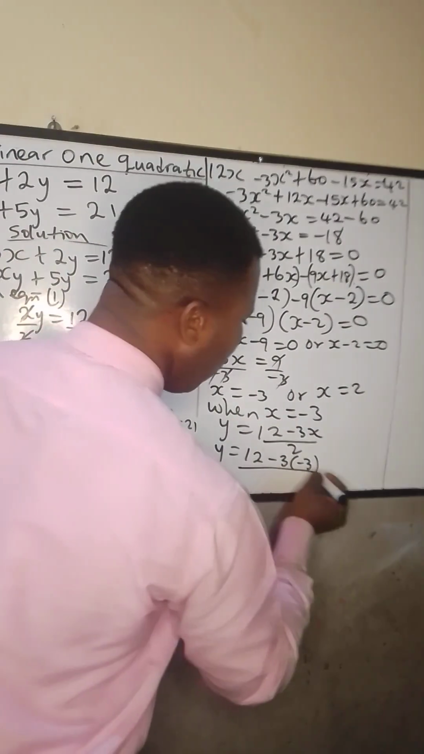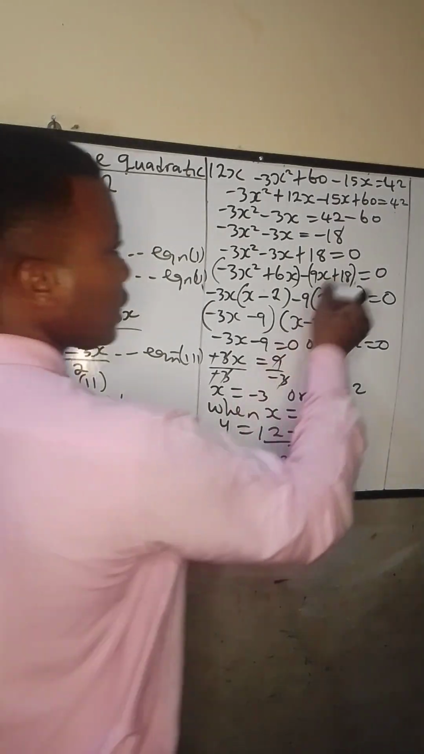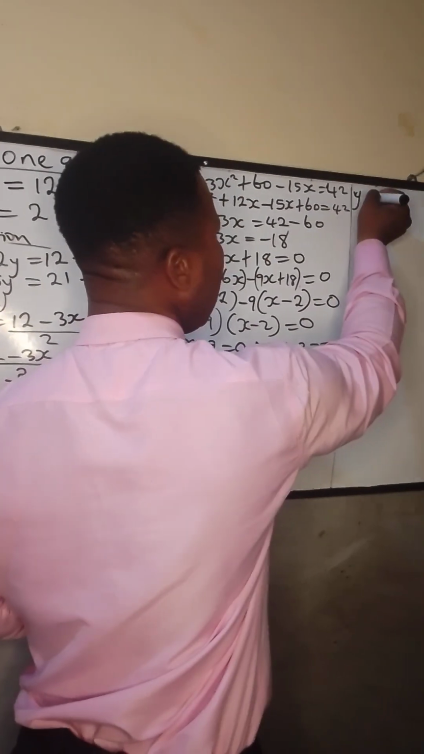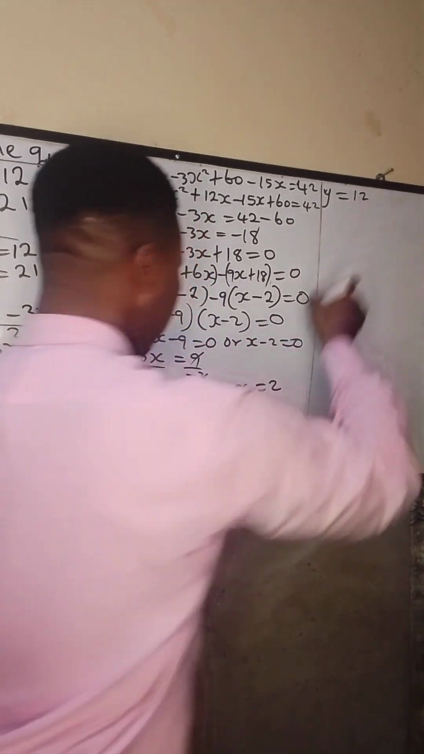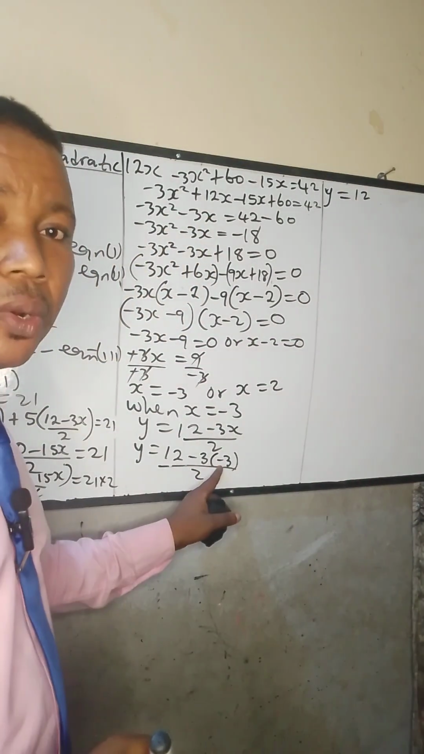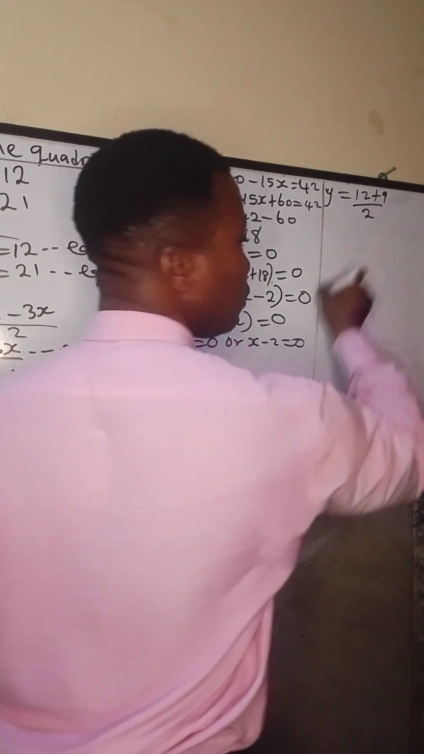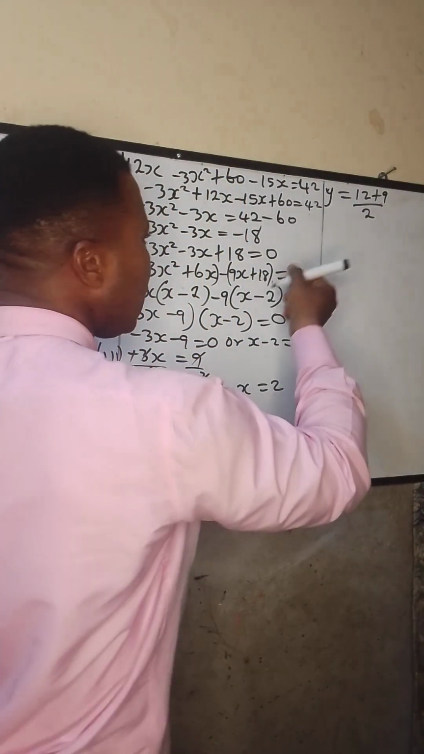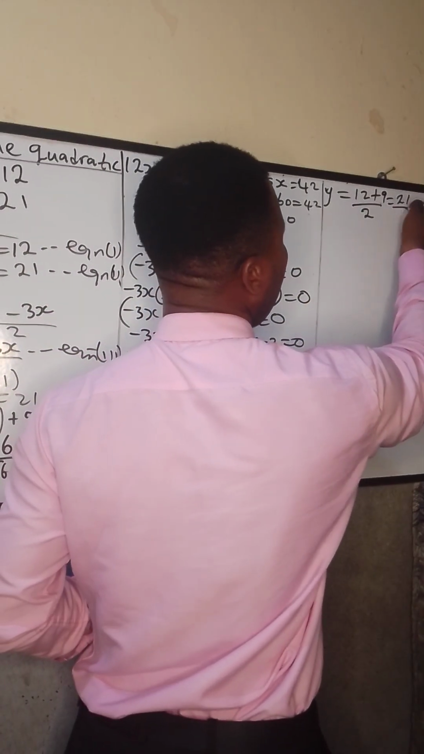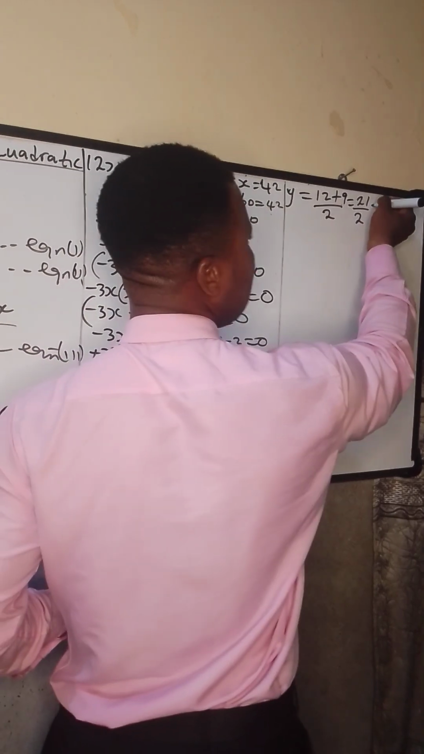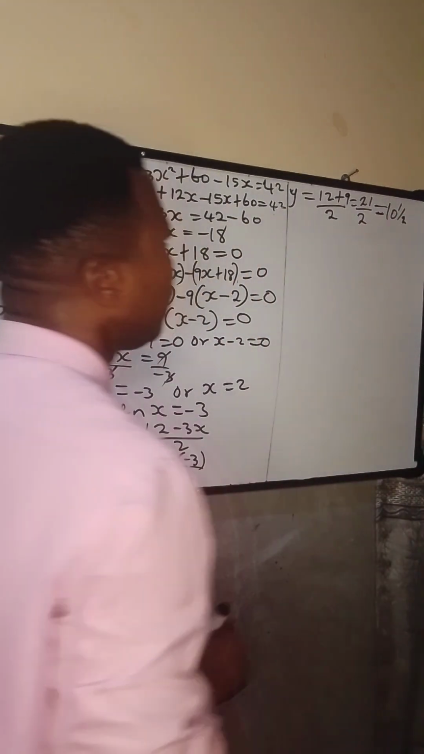all over 2. Minus times minus is plus. So in this case now, we are having here y is equal to 12, minus times minus is giving us plus, and 3 times 3 is giving us 9, plus 9 all over 2. So in this case now, 12 plus 9, which is 21 all over 2. And this is the same thing as 10 whole number 1 over 2.